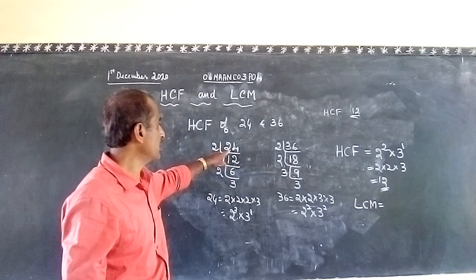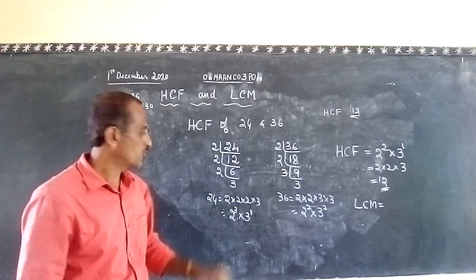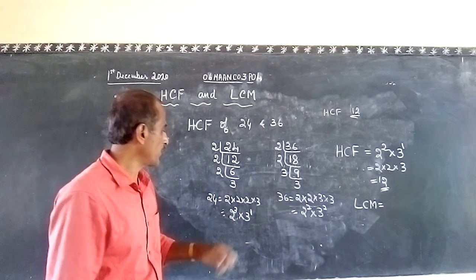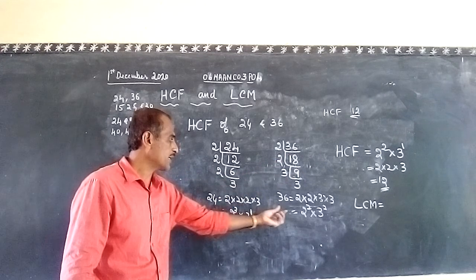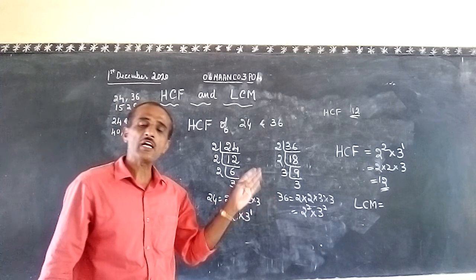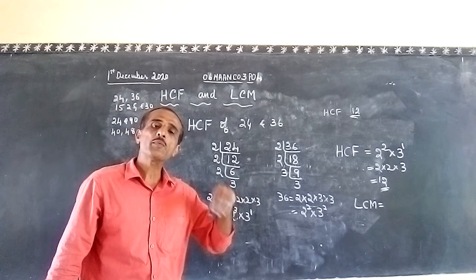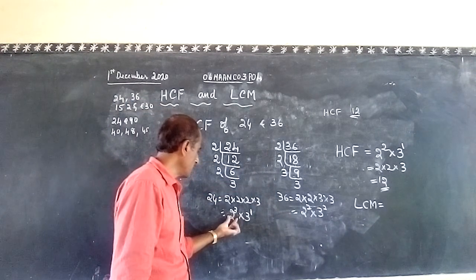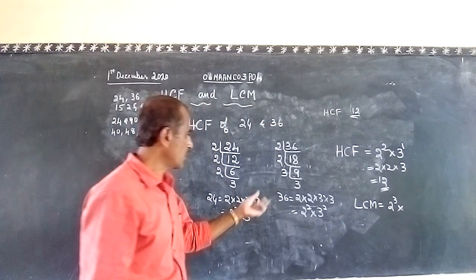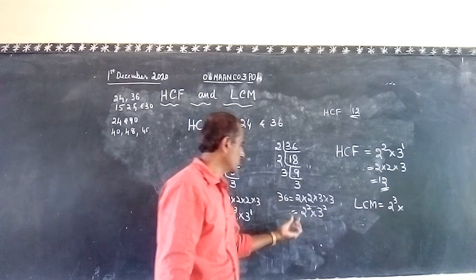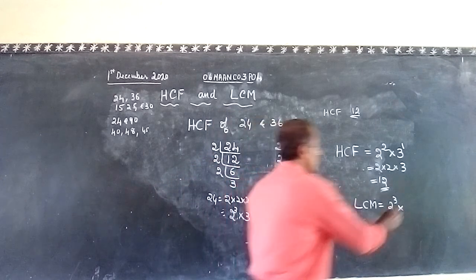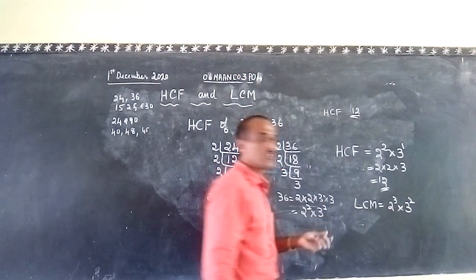It is asked you to find the LCM of 24 and 36. To find this, you have to take the highest power where it comes. To find the HCF, you have to take the least powers of the common factor. To find the LCM, you have to write the highest powers of all the factors. Here, the highest power is 2 to the power of 3 into 3, which is common here. 3 is the factor here and here also. The power is more here, so you have to take 3 to the power 2. So this is the LCM.